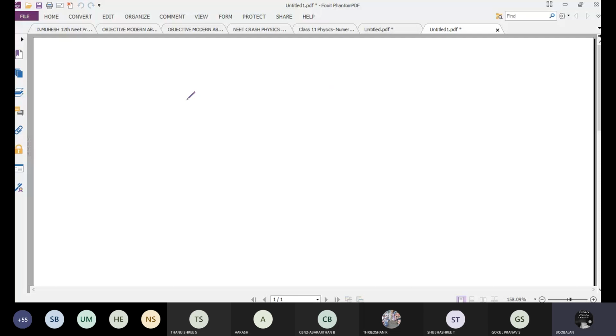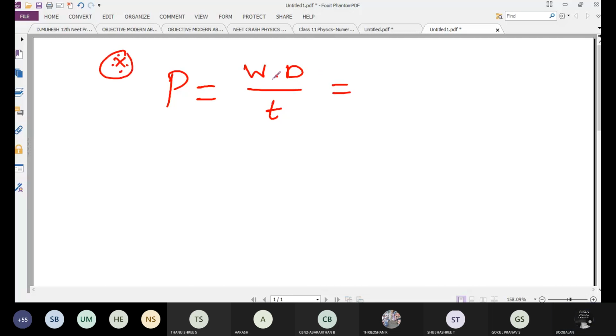Power. So power formula, work done divided by time, rate of doing work. This formula you already know very well in class 9th itself. How to write the work done? Force into displacement, force into displacement by time. So displacement by time means what? That is the velocity. So force into velocity. So this is one more formula. Power equal to force into velocity.